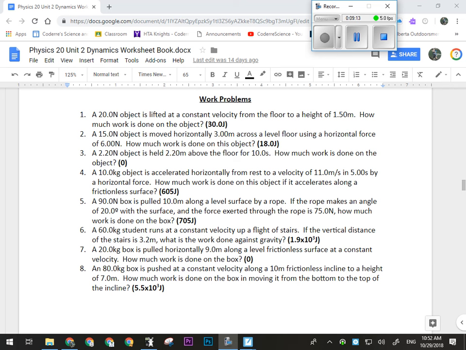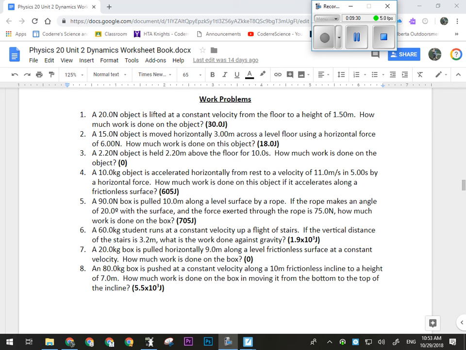Okay, a 2.2 newton object is held 2.2 meters above the floor for 10 seconds. Does it take any work to hold it there? No, it doesn't. I'm not changing the object's energy at all.